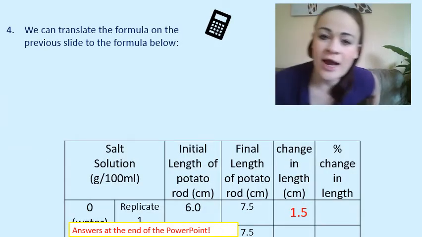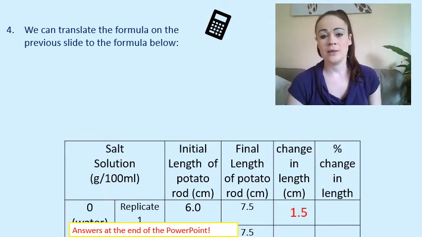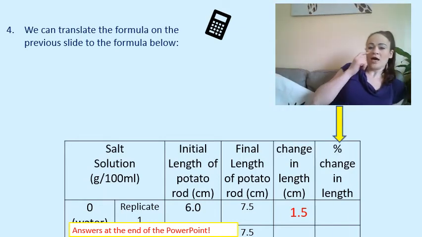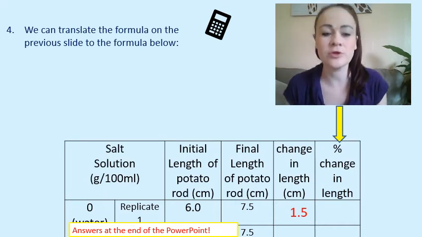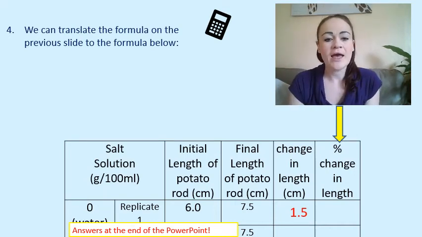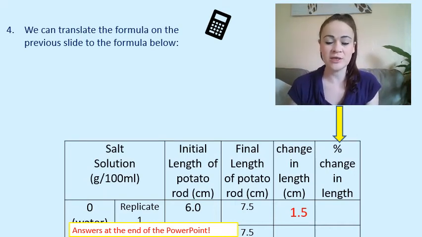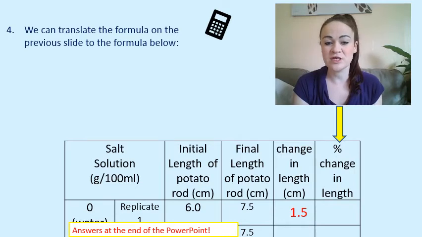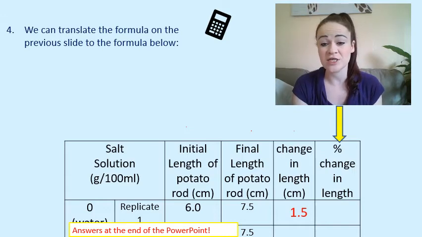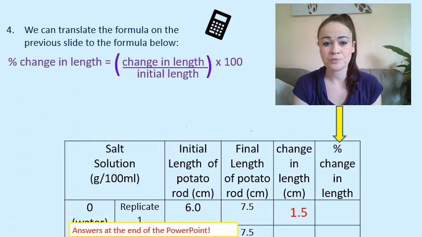Now, let's look at our actual data. We have a results table that looks a little bit like this. You've got your salt solution. For those of you that haven't been looking at it, you've got 3 different salt solutions. They've got the initial length of potato, the final length of potato, and then they calculate the change in length. So we've already started the percentage change equation. We've got the change in length. We're now focusing on calculating our percentage change.